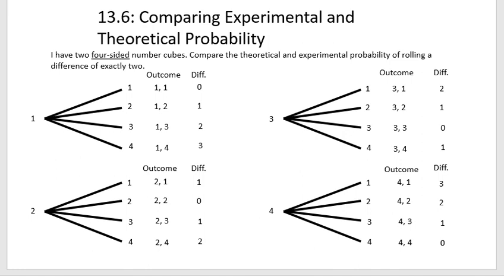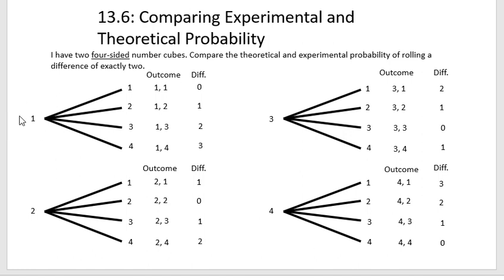Here's the problem we're facing today. I have two four-sided number cubes. Compare the theoretical and experimental probability of rolling a difference of exactly 2. So the difference of 2, when you take the larger number and you subtract the smaller number, it should be 2. I've already gone ahead and pre-populated all of our tree diagram sections.